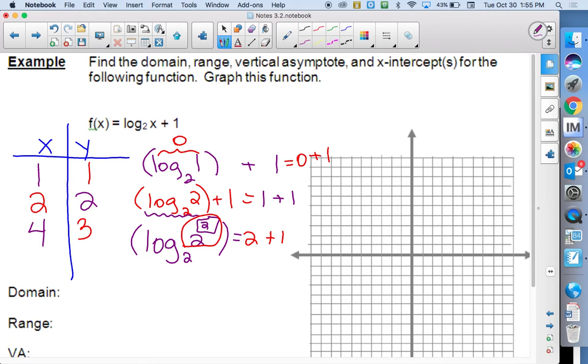All right, Virginia, pick another number for x. We have a base of 2, so 8. 8 means we would have 2 cubed. 8 is 2 cubed; they're the same number, we're just writing it with the base of 2. The exponent is 3, so that's what that's equal to. And then we still need to add 1, so we get a 4. We're going to pick one more number.